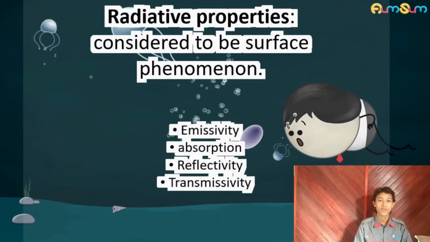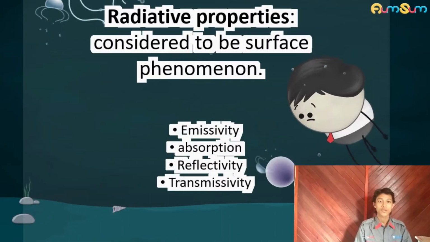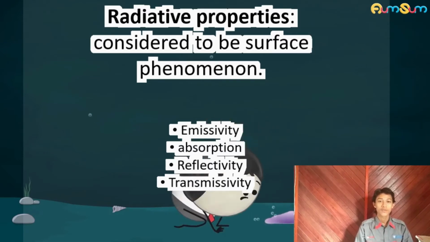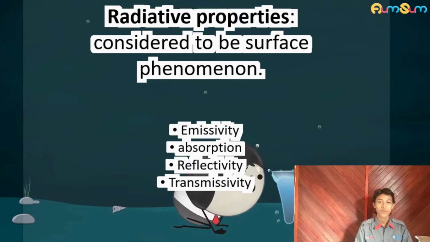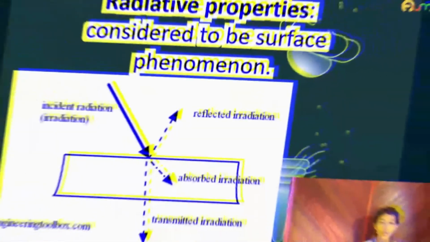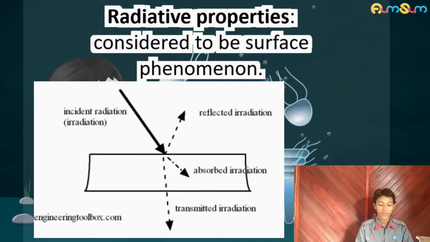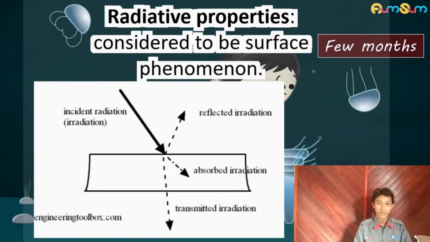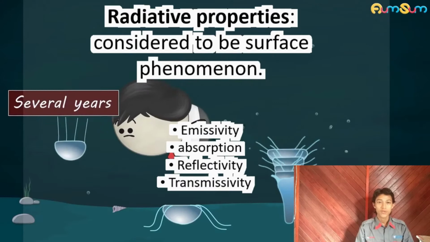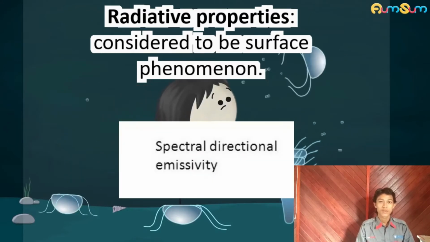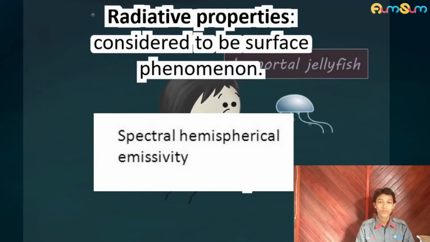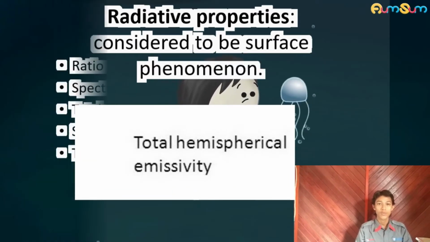For radiative properties, radiation is considered to be a surface phenomenon, which includes emissivity, absorptivity, reflectivity, and transmissivity. Emissivity is the ratio of the radiation emitted by the surface at a given temperature. There are four emissivities, which are spectral directional, total directional, spectral hemispherical, and total hemispherical.